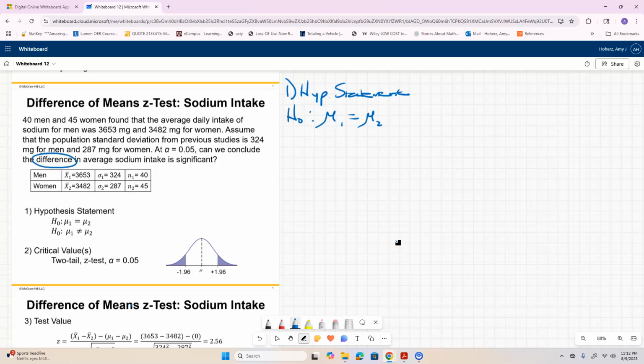Difference. So they're not asking us to say the men are higher. They're asking us to see, is there a difference between the two groups? Are they not equal to each other?